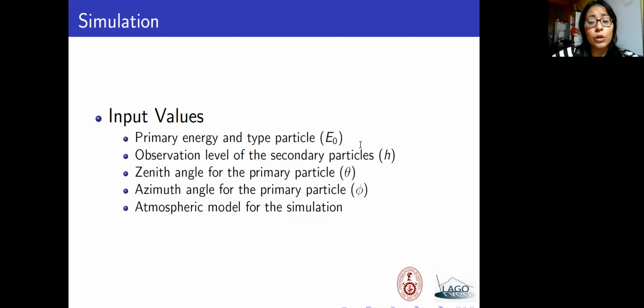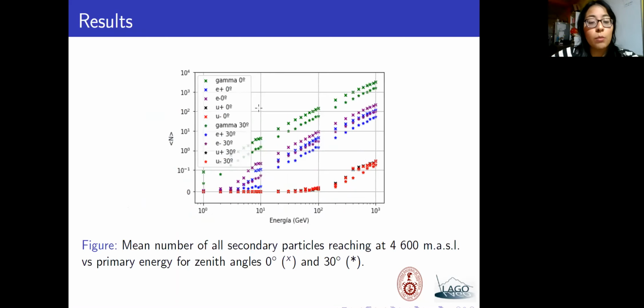After that, we're going to calculate the mean number of the secondary particles of each type that reach the observation level versus each primary energy of the primary particle, and the density of the lateral distribution. The following graph shows the mean number of secondary particles that reach the observation level versus the energy of the primary particle for zenith angles of 0 and 30 degrees.